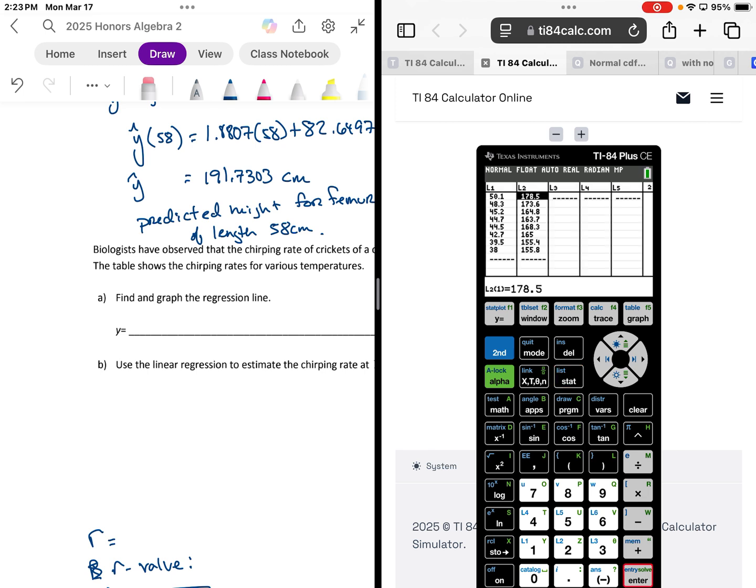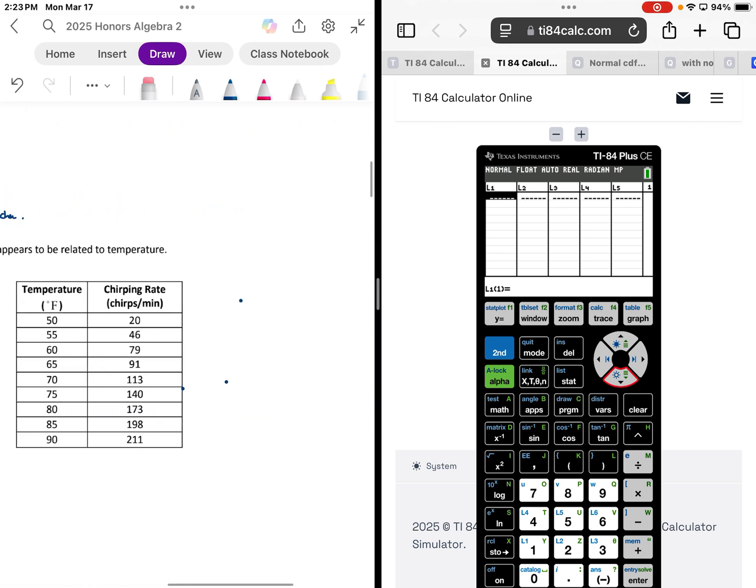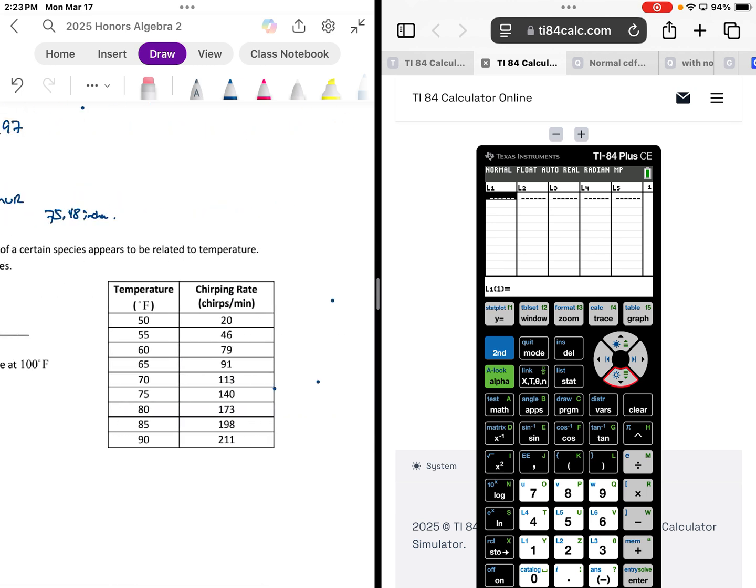Stat, enter. Remember, if you go to the top of the column header and hit clear and arrow down, it'll get rid of all the data real quick. Column header, hit clear, come back down. It'll get rid of the data. Here we go.